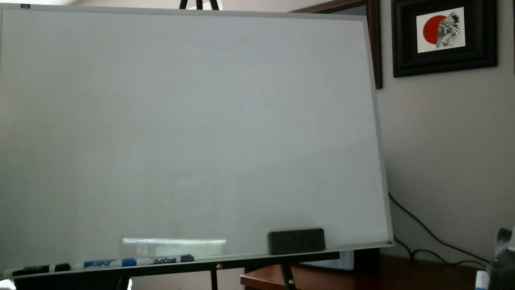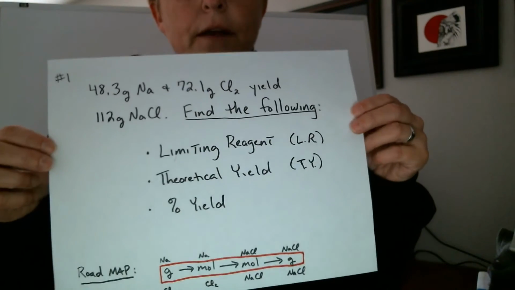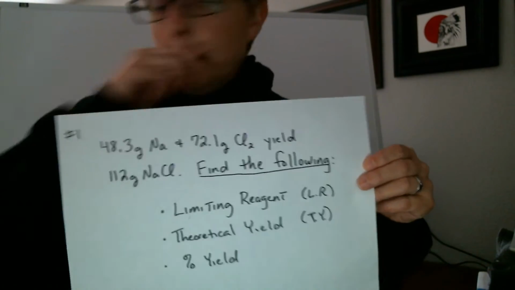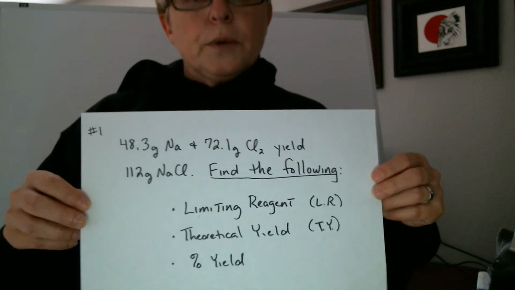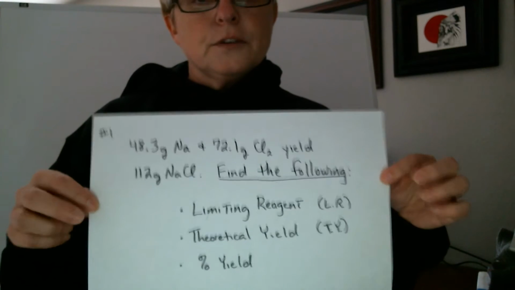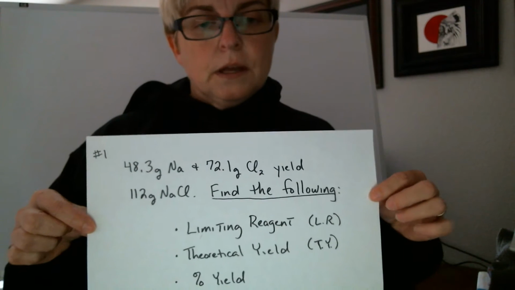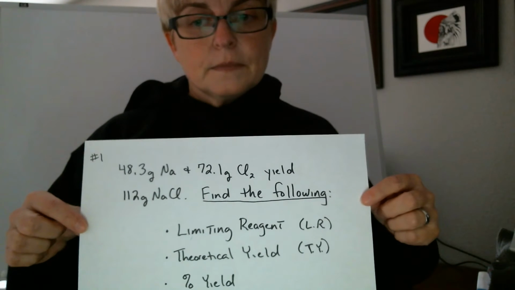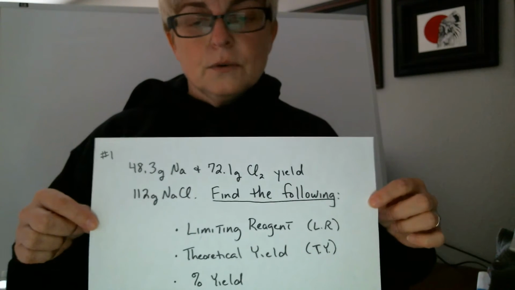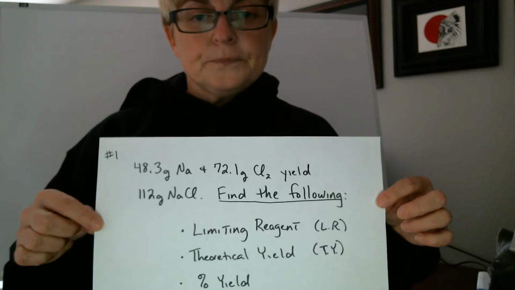Oh, okay, so here's our first problem. And again, you can pause this and write this down. But here's what we're going to do on number 1. This is what we're given. We're given 48.3 grams of sodium and 72.1 grams of chlorine. And that's going to yield or produce 112 grams of sodium chloride.